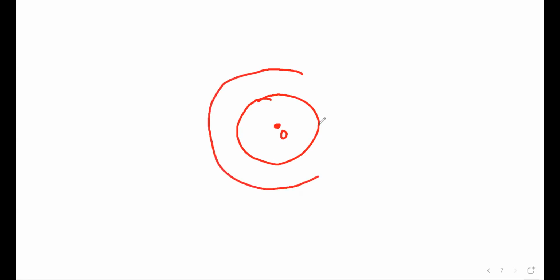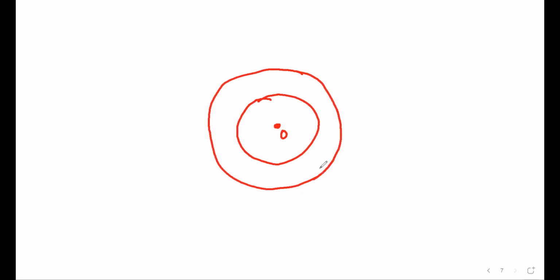Two concentric circles of radii 5 centimeter and 3 centimeter. Again, concentric circles means two circles which have the same center. This is the center O for this circle, and the same center O is for the larger circle.